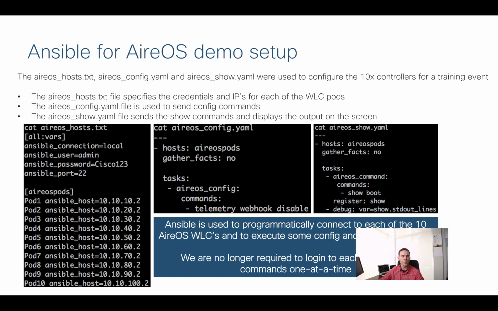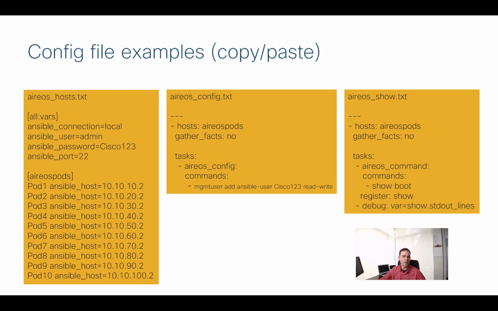We have the host file that defines how we're going to connect, the username and password and the IPs. And then we have the config and the show YAML. So in this example, we're going to send the config telemetry webhook disable command, or we can run the show commands. It's going to give us the show boot. Same thing that I had before with the Catalyst 9800. This is just a text example.